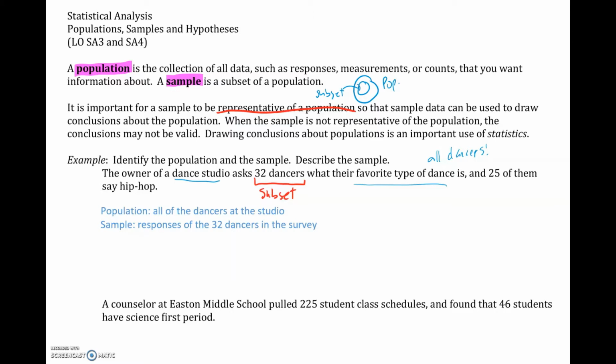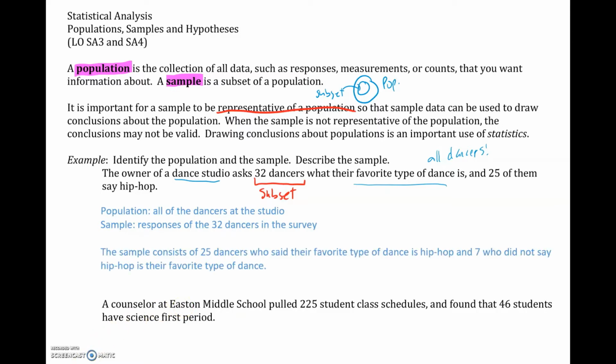And next we want to describe what the sample tells us. So what information did the owner glean from the question? Well, the owner knows 25 of the 32 liked hip hop, which tells us then 7 did not. So we want to be careful with drawing conclusions. That's what we actually know. Okay, so we know 25 of them liked hip hop and the other 7 do not. So there we go. Again, 2 parts to that problem.